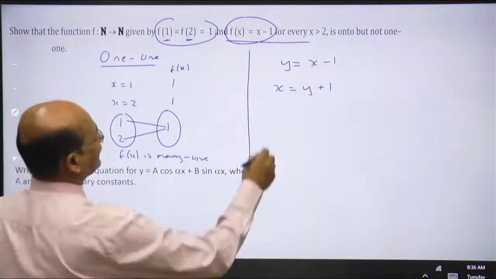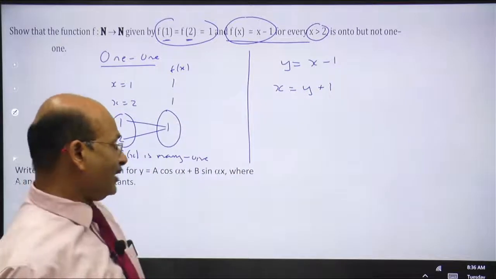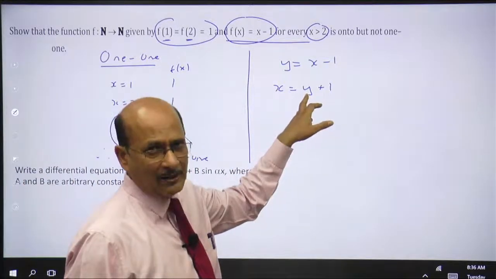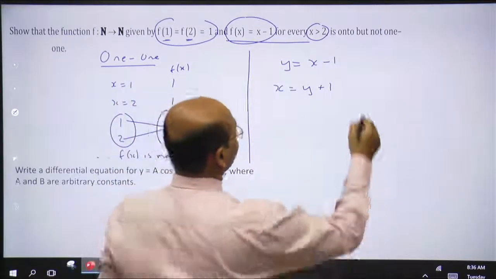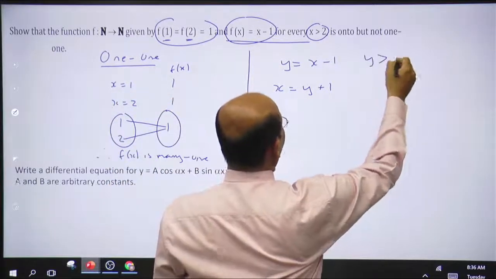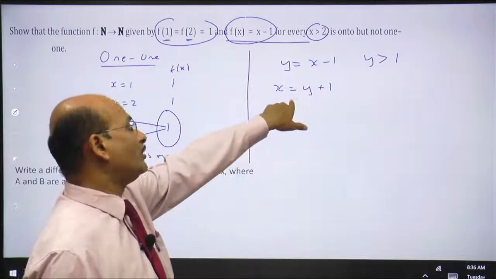Now they have clearly specified, x is greater than 2. So x is greater than 2, that is, if I put y as 1, 1 plus 1 will be 2. So here in this case surely y is greater than 1. So whatever substitution you put, you have to put a y value greater than 1.